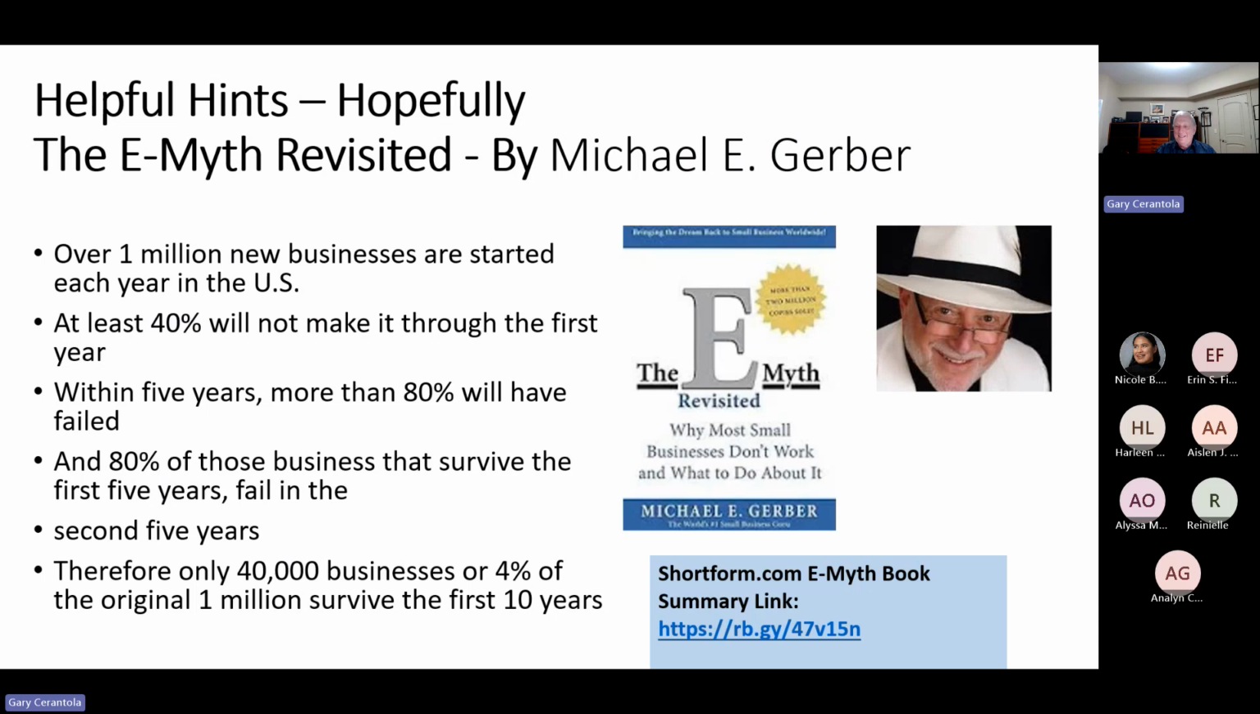Gerber, and it's called The E-Myth Revisited: Why Most Small Businesses Don't Work and What to Do About It. It's amazing what this guy can teach you. And it reads like a rag, if I can say that. It's a really good short book to read, and easy to read.